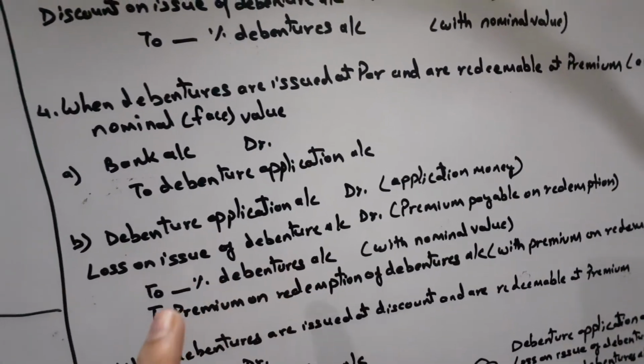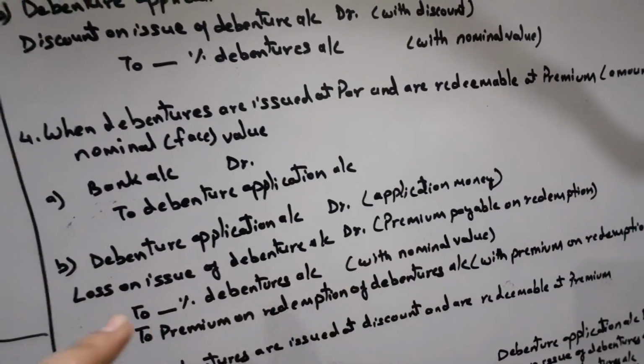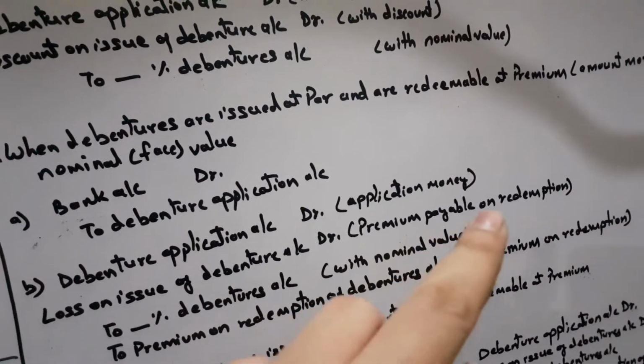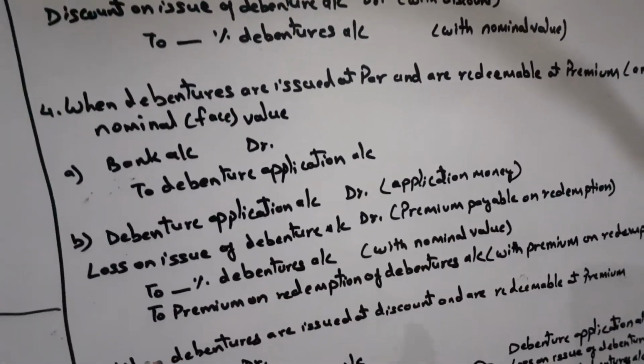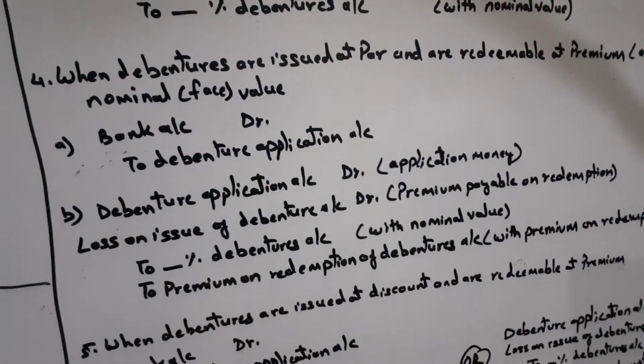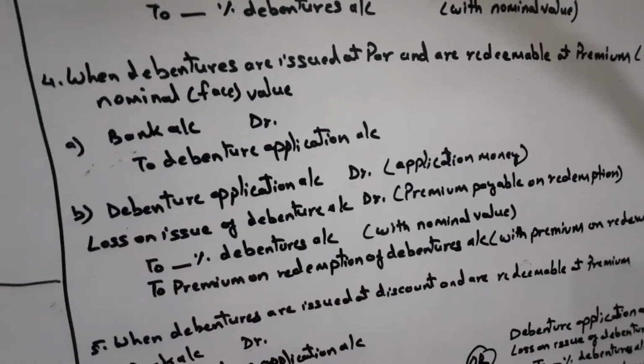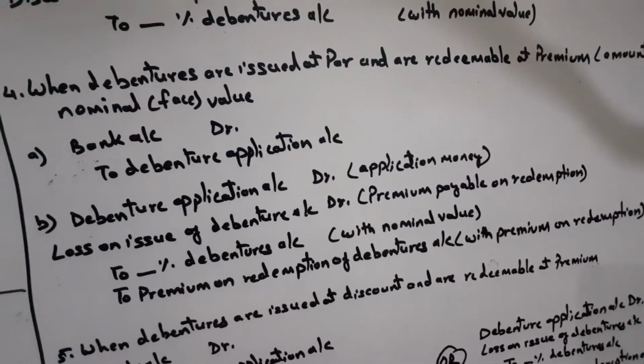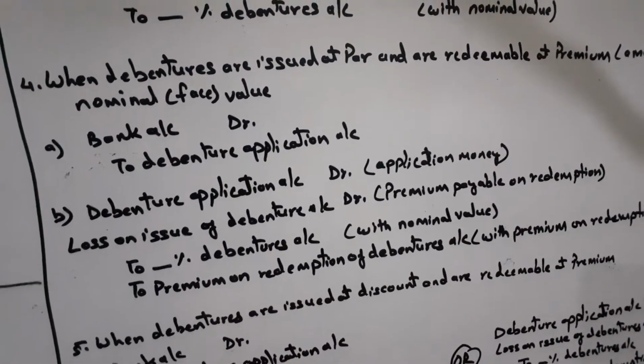This part is important, loss on issue of debentures, because what is this loss? This is the loss that represents the premium payable on redemption. 2% of debentures with nominal amount, and to premium on redemption of debentures account with the premium on redemption. So this entry we have to pass.